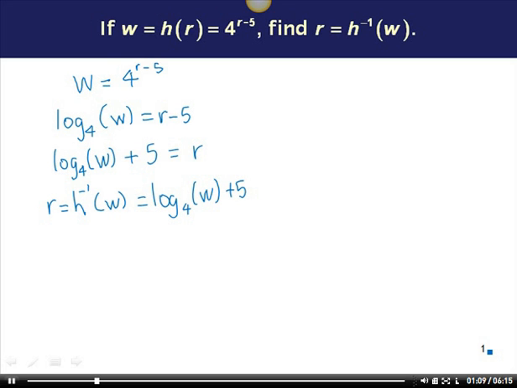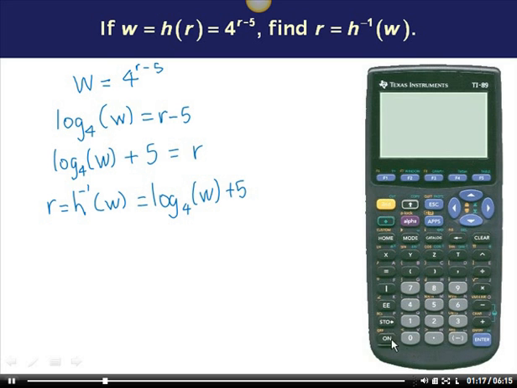Now I can verify that these two functions are inverses of one another graphically. Let's pull up our graphing calculator. In the y equals menu, I'm going to plot my exponential function first. Instead of r and w, I need to use x and y. On the graphing calculator, y is always a function of x. So I have 4 raised to the power, the quantity, need parentheses here, x minus 5.